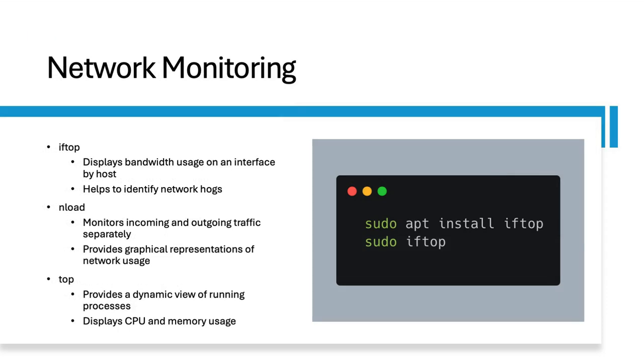Monitoring network performance is essential. Tools like iostat display bandwidth usage by host. Nload monitors traffic with graphical representations, and top provides a dynamic view of processes showing CPU and memory usage.